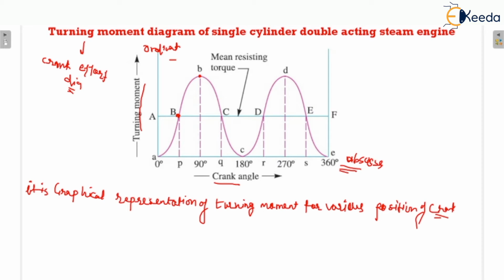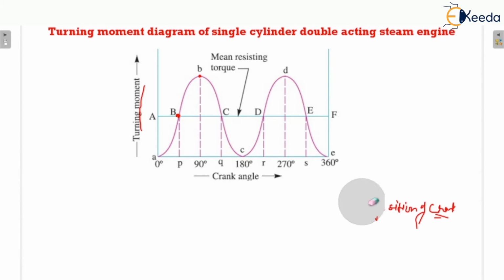Now in this topic, we are going to discuss the turning moment diagram of the single cylinder double acting steam engine. I hope you have written down this definition of the turning moment. I'm just removing it because we are discussing the single cylinder double acting steam engine turning moment diagram. In this diagram you can see the crank angle rotating from 0 degree to 360 degree, a complete rotation of the crank.